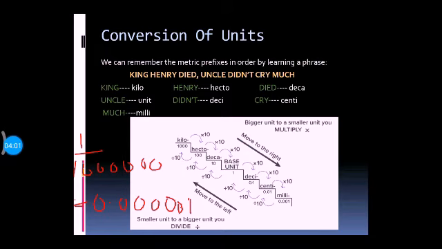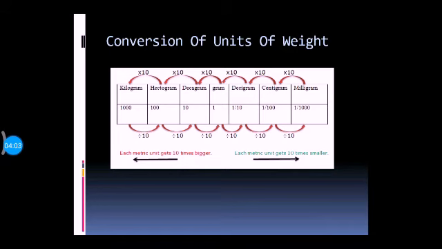Okay, let's move on, and here we can see only our units of weight. Here you can see kilogram, hectogram, decagram, gram, deci, centi, milli. All these things I have already told you. If you want to move from a bigger to a smaller unit, you have to multiply, and if you have to move from a smaller to a bigger unit, you have to divide. For each step or each jump, you have to either multiply by 10 or divide by 10.